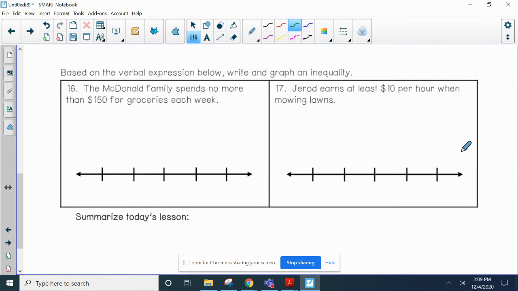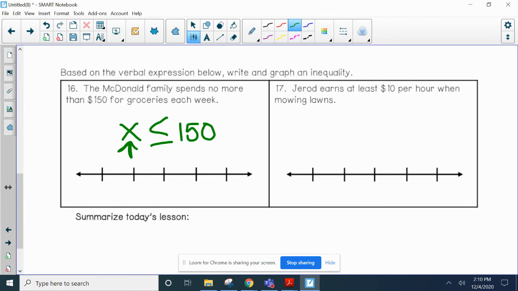I have the McDonald's family spends no more than $150 per week. So if I'm not spending more than $150, what numbers am I talking about? What's not more than? Less than. So 150 is the absolute top that it can be. Can it be 150? Yes. So however much they spend has to be less than the 150 cap.